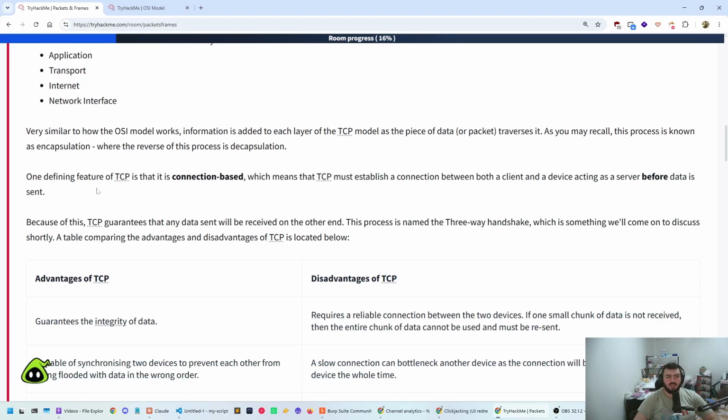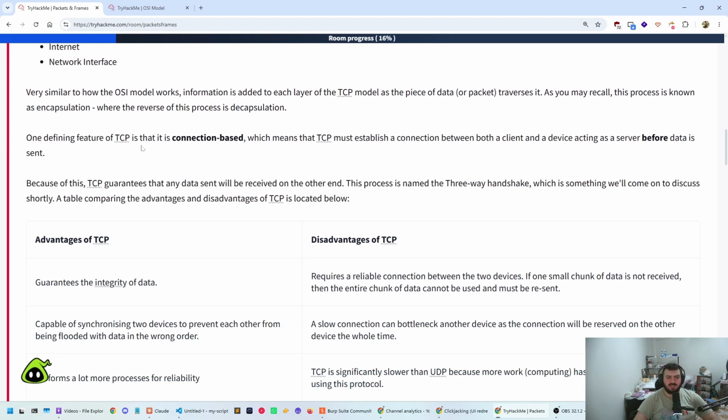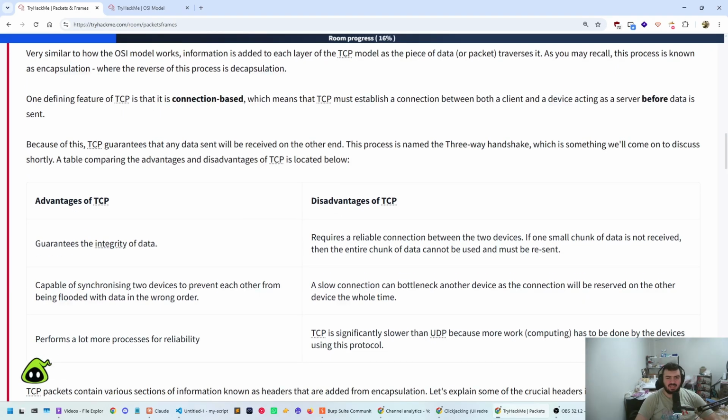All right. One defining feature of TCP is that it is connection-based. It is connection-based, which means that TCP must establish a connection between both a client and a device acting as a server before data is sent. Because of this, TCP guarantees that any data sent will be received on the other end. This process is named a 3-way handshake, which is something that we'll come on to discuss shortly.